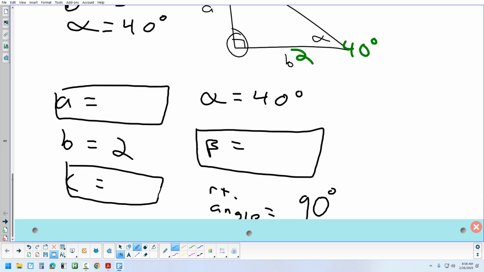Beta. Yeah, I would get beta because you already know 2 of the other angles. We all know that they add up to 180, so we should be able to figure out what beta is. What's beta going to be? 50. 50, yep. Okay, so now we know beta is 50.